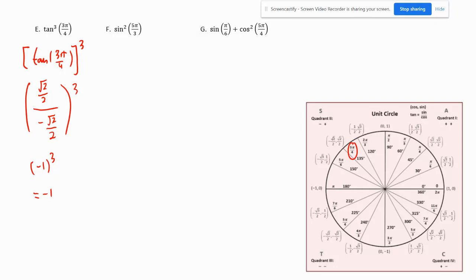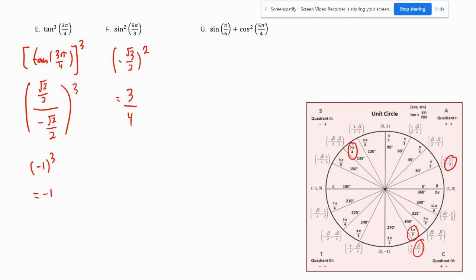Okay, sine squared of 5 pi over 3. So 5 pi over 3 is this guy over here. Sine is our y coordinate here. So this is going to be the same thing as negative root 3 over 2 squared. The negative becomes a positive. Root 3 squared is 3. 2 squared is 4.